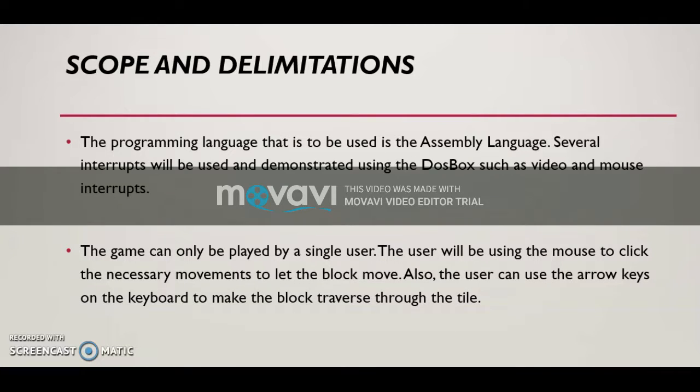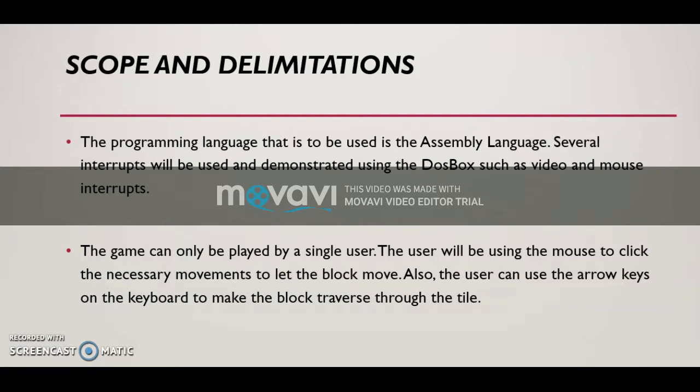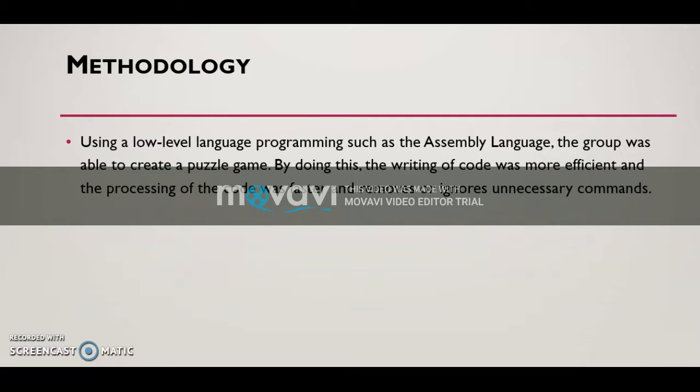So for our scope and the limitations, the programming language that is used is assembly language. Several interrupts will be used and demonstrated using the DOSBox, such as video and mouse interrupts. The game can only be played by a single user. The user will be using the mouse to click the necessary movements to let the block move. Also, the user can use the arrow keys on the keyboard to make the block traverse through the tiles.